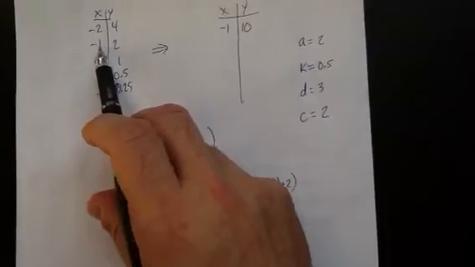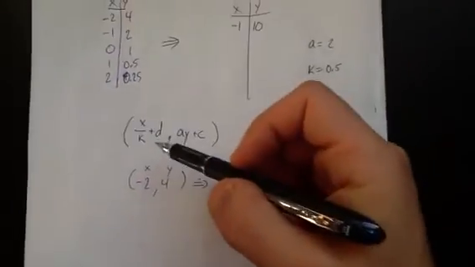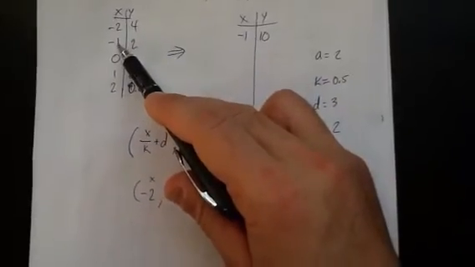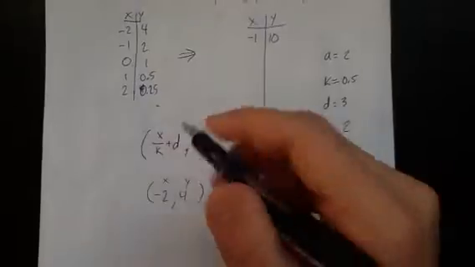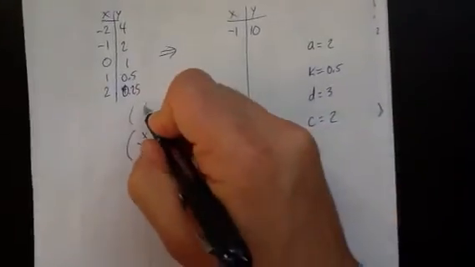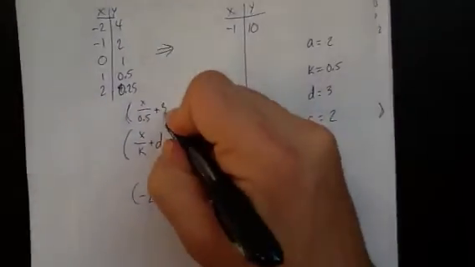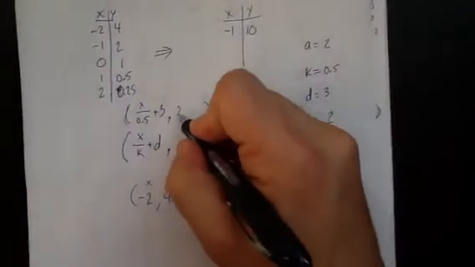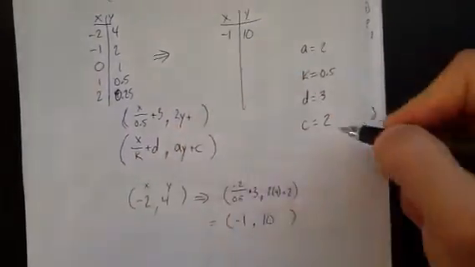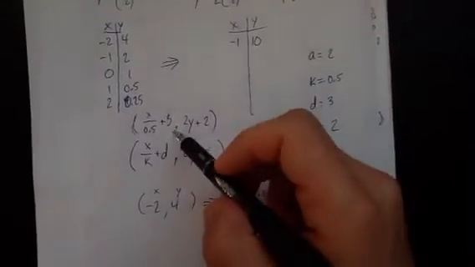So the next point, -1, 2. I can do it in my head even using this thing. So -1, what does that become? I'm going to do -1 divided by my k value, so I can actually write this as x divided by my k value, which is 0.5, plus my d value, which is 3. And my a, or my y, is changed by doing 2 times y plus whatever c is, which is 2. Okay? So I'm going to use this formula here.